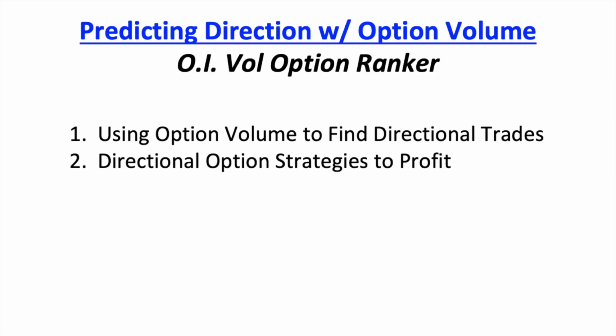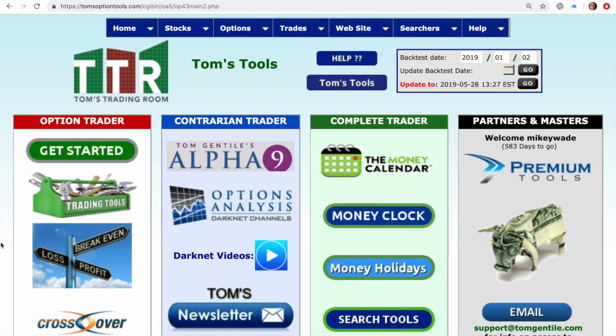So in this video, we're going to predict direction with option volume. We're going to be taking a look at the OI volume option ranker within Tom's Tools. We're going to use the option volume portion of the ranker to find directional candidates, and then we're going to be looking for directional option strategies to profit. I'll review that with you briefly so you can have a good idea about which option strategies are the best to use in this particular strategy. Let's hop into the tools right away and I'll show you how to do this.